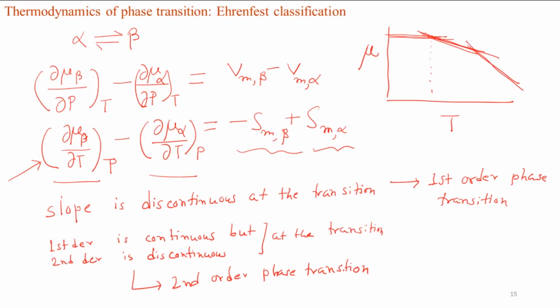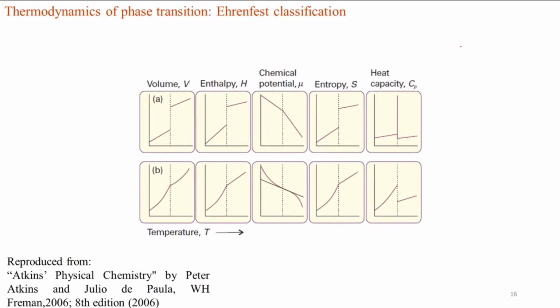So the curves which we already had drawn for, say, water or for carbon dioxide, these are all examples of first order phase transition, because you can see that the slope is discontinuous at this position. Let us give you some more examples so that it will be more clear.